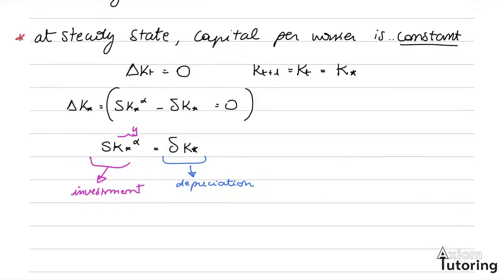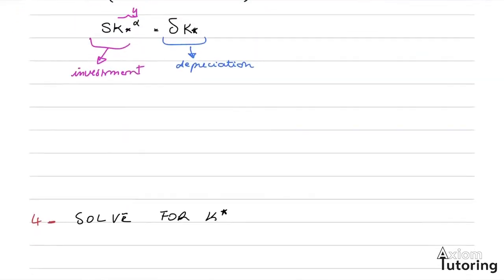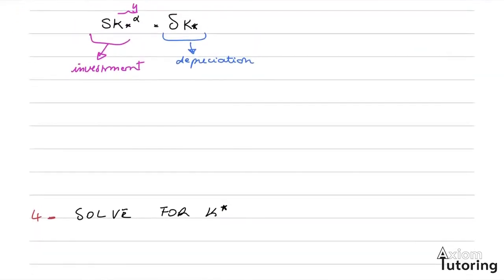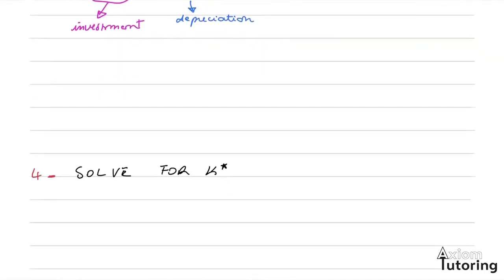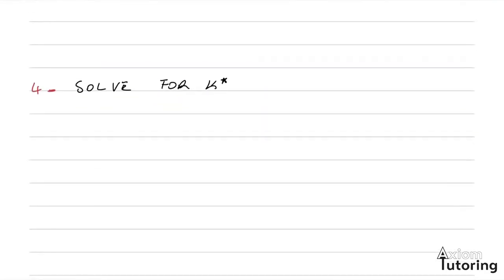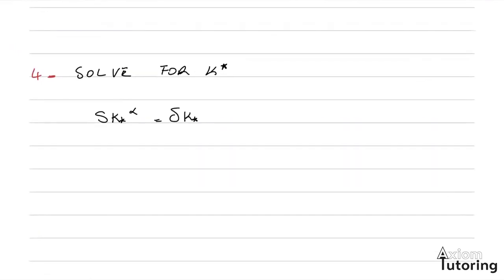And now what's left for us to do is to solve for K star. In order to solve for K star, we are going to divide both sides. So starting from s K star to the power of alpha equals delta K star, we are going to divide both sides by K star, since we want to bring K star on one side only, so that on this side it simplifies out, and on this side we're left with K star to the power of alpha over K star.